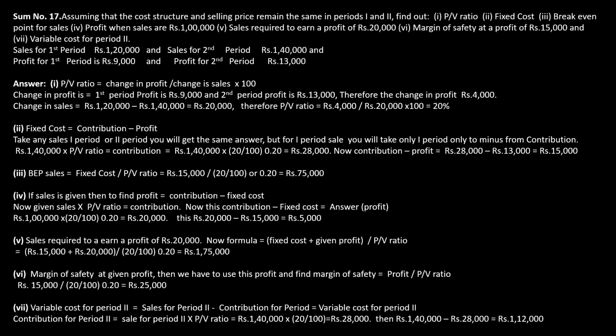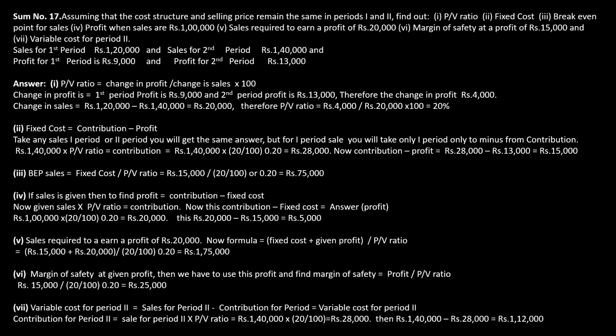Then fifth subdivision. What is the question here? In fifth subdivision, you are asked to find sales required to earn a profit of rupees 20,000. I'm repeating, the sales required to earn a profit of rupees 20,000. I'm given a profit here, and they ask me to find sales. When I am given a profit and I am asked to find a sale, then there's a formula for that. I gave you the formula long back. You should have remembered now.